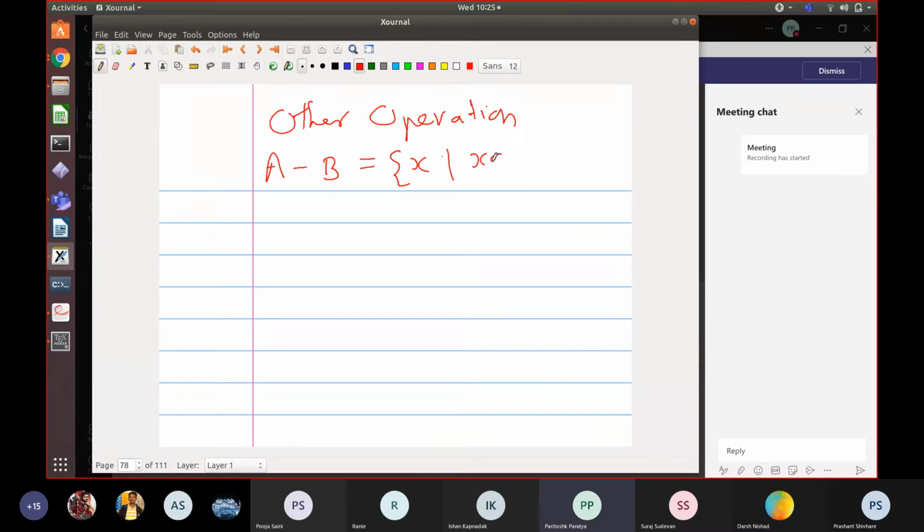Such that X belongs to A and X does not belong to B. That is, from A subtract all those words which are in B. This is called the set difference operator. You will find this in set theory. Now my claim is regular languages are closed under set difference.